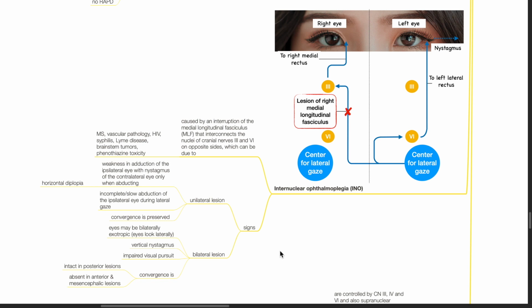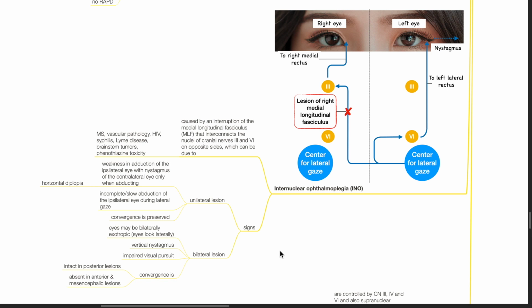Internuclear ophthalmoplegia (INO) is caused by an interruption of the medial longitudinal fasciculus (MLF) that interconnects the nuclei of cranial nerves 3 and 4 on opposite sides, which can be due to multiple sclerosis, vascular pathology, HIV, syphilis, Lyme disease, brainstem tumors, and phenothiazine toxicity.